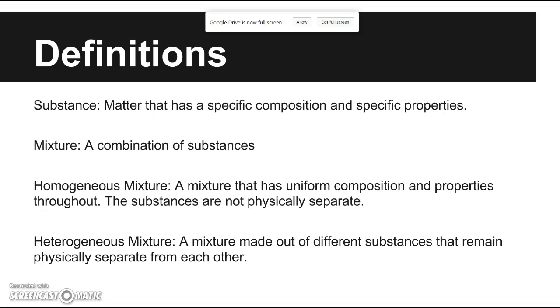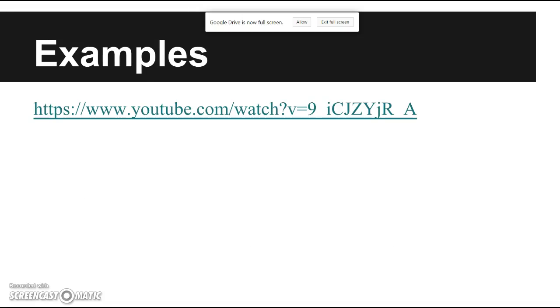A substance is defined as matter that has a specific composition and specific properties. A mixture is a combination of substances, and a homogeneous mixture is a mixture that has a uniform composition and properties throughout. The substances in the homogeneous mixture are not physically separate. On the other hand, in a heterogeneous mixture, the mixture is made out of different substances that remain physically separate from each other. Here's a video outlining the different examples.